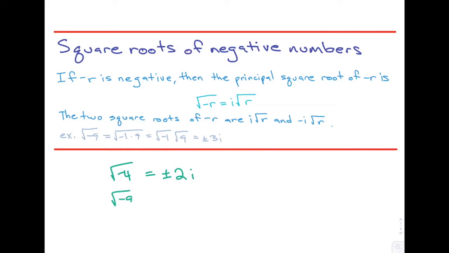Or similarly, if we had the square root of negative 9, I could write this out and we could say, well, okay, this is just the square root of 9 times negative 1, which is then the square root of 9 times the square root of negative 1. Maybe this makes it a little bit clearer. So we have plus or minus 3, and then the square root of negative 1 is i.